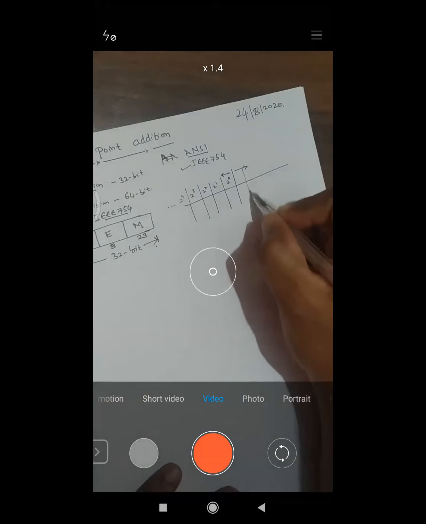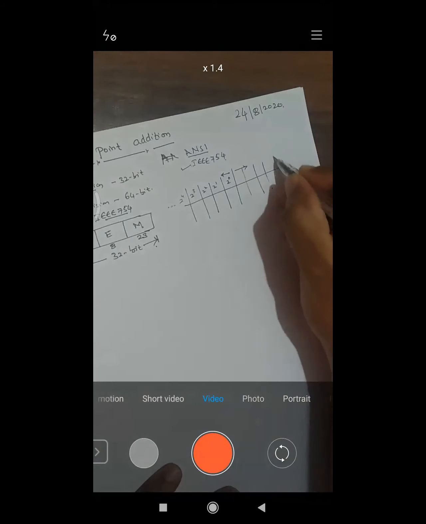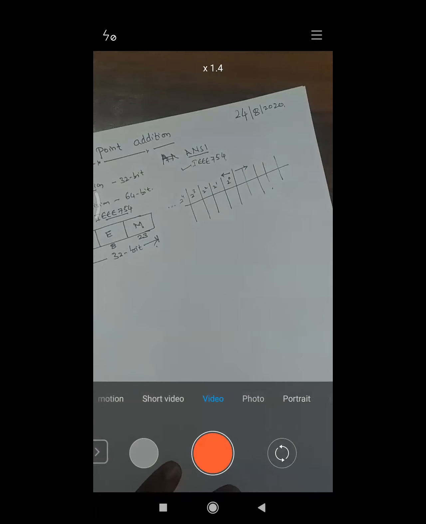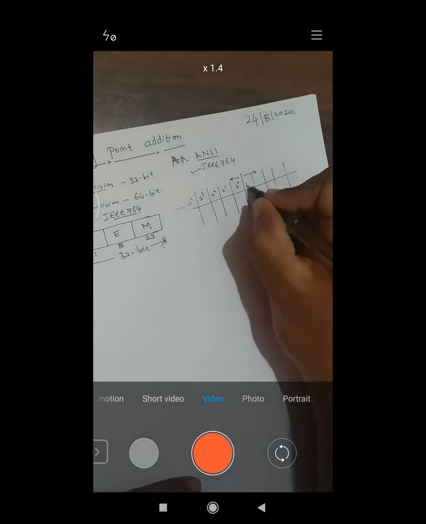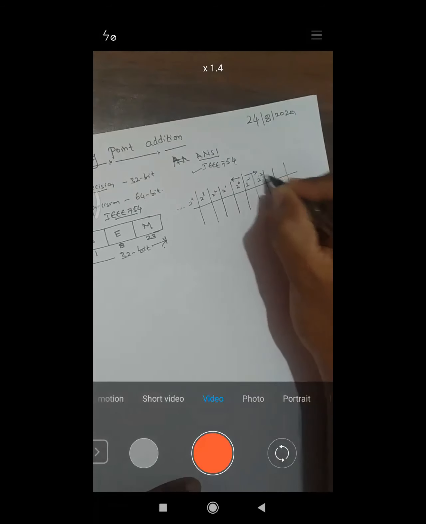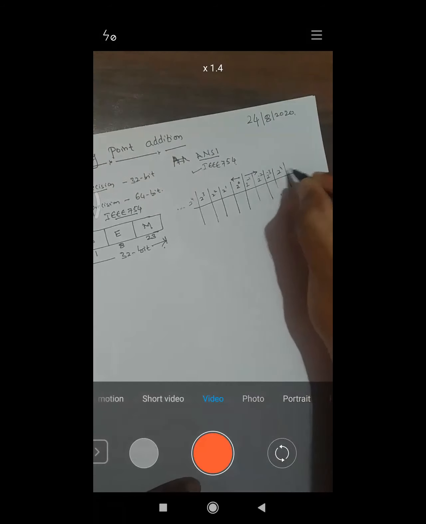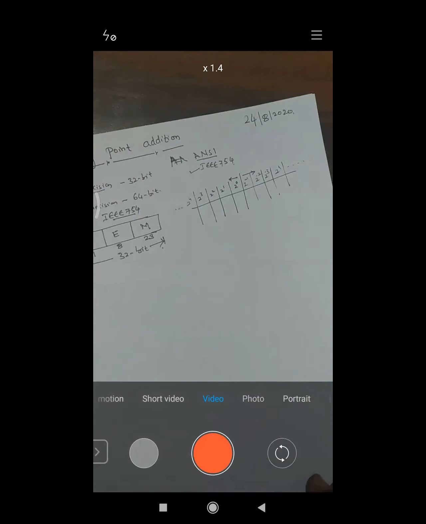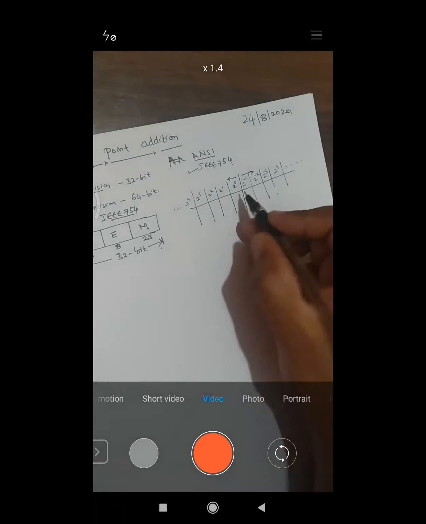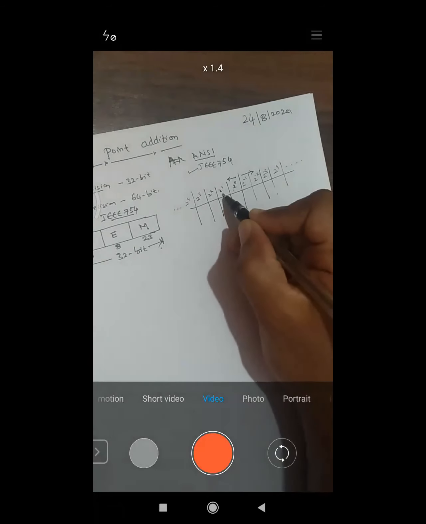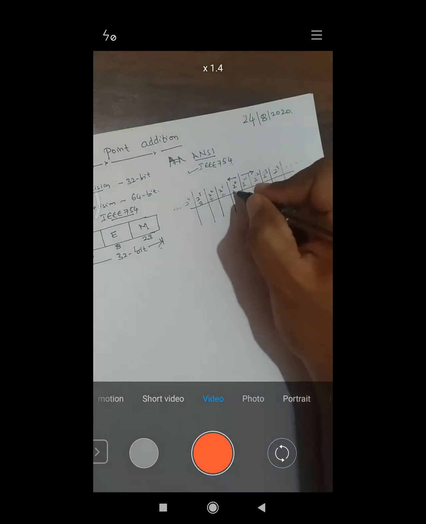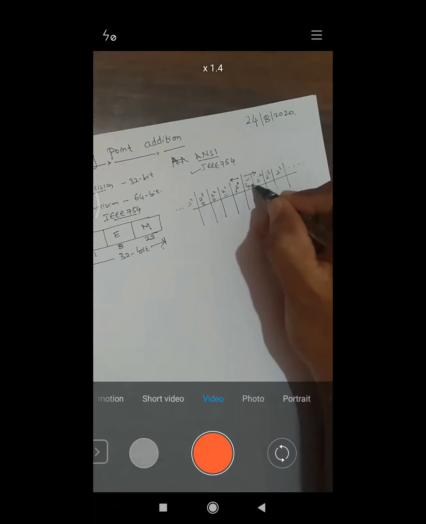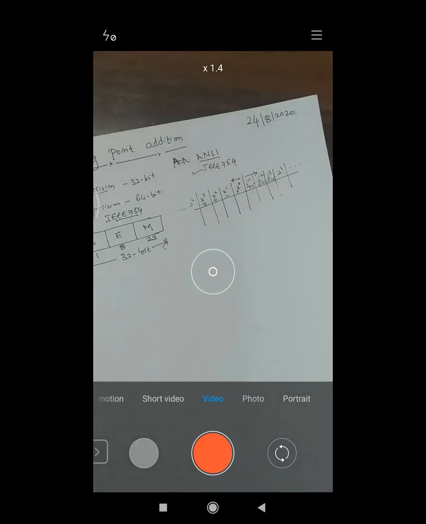And for the fractional part also, the place values will become 2 raised to minus 1, 2 raised to minus 2, 2 raised to minus 3, 2 raised to minus 4. It goes like this. So if you represent this, it will become 1, 2, 4, 8 like this. And this will become 0.5, 0.25, 0.125, and like this it continues.